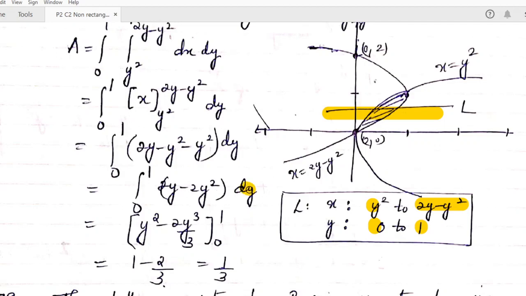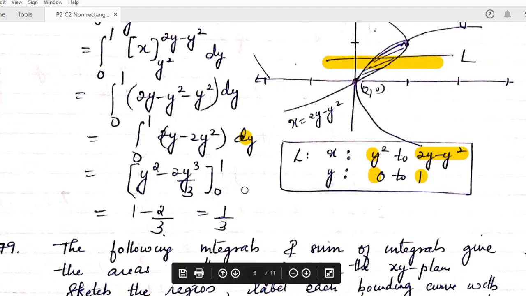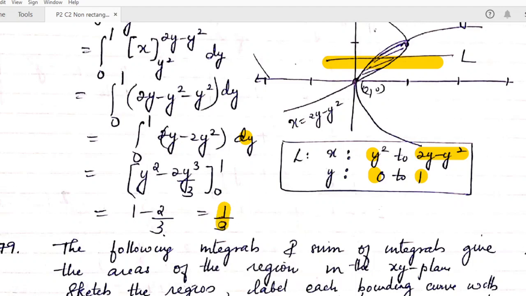Again here you will be integrating with respect to y. So when you integrate with respect to y, we get y square minus 2y cube by 3. The limits are 0 to 1. So in the next step, you will be putting the upper limit minus the lower limit. So when you put upper limit, you get 1 minus 2 by 3. When you put the lower limit, it is 0. So you'll be getting 1 by 3 as our answer.